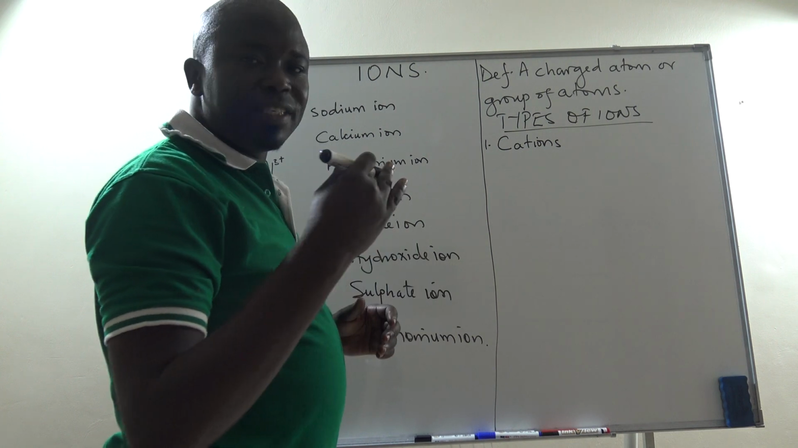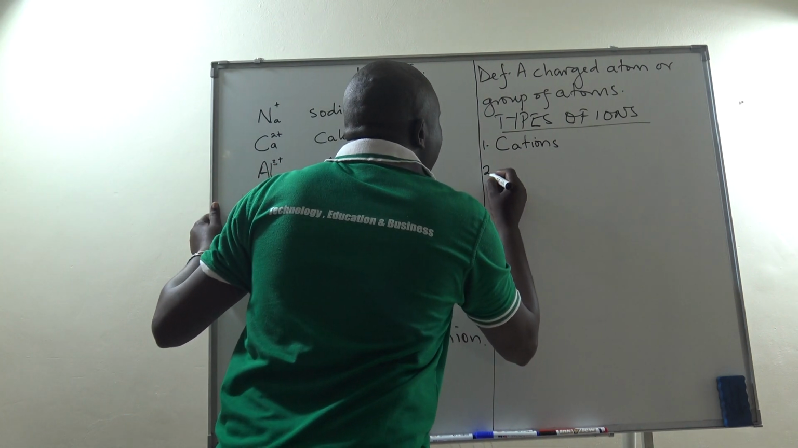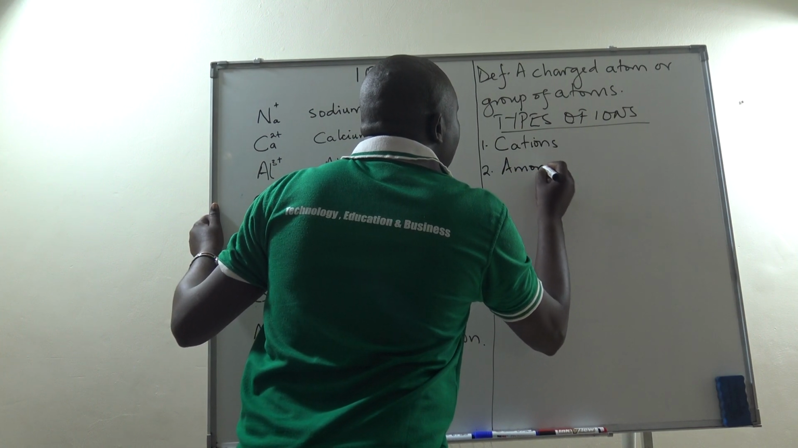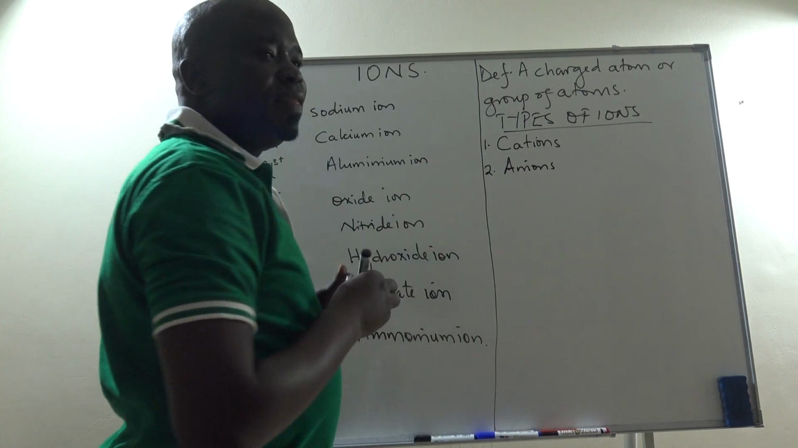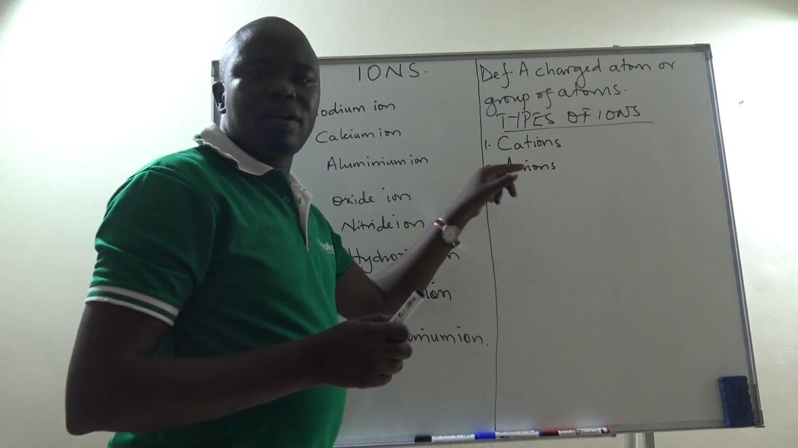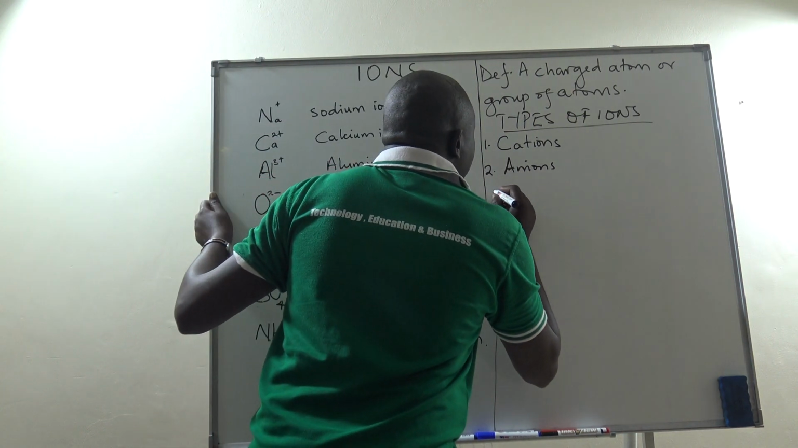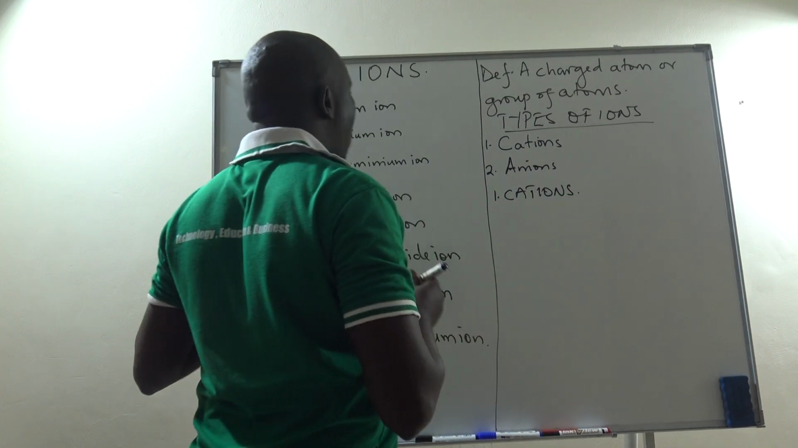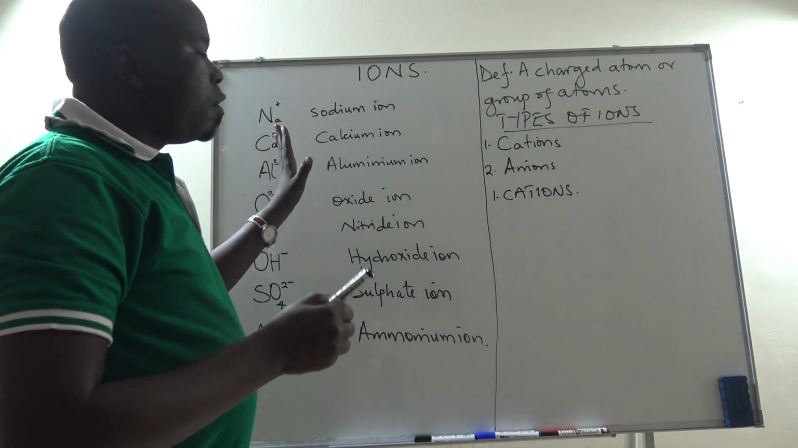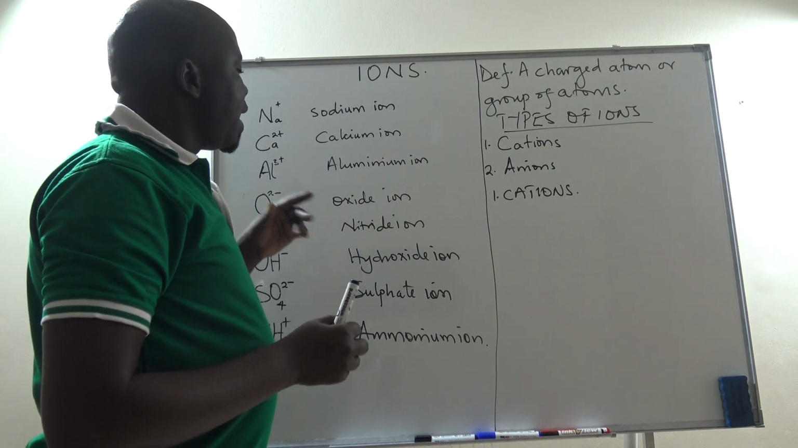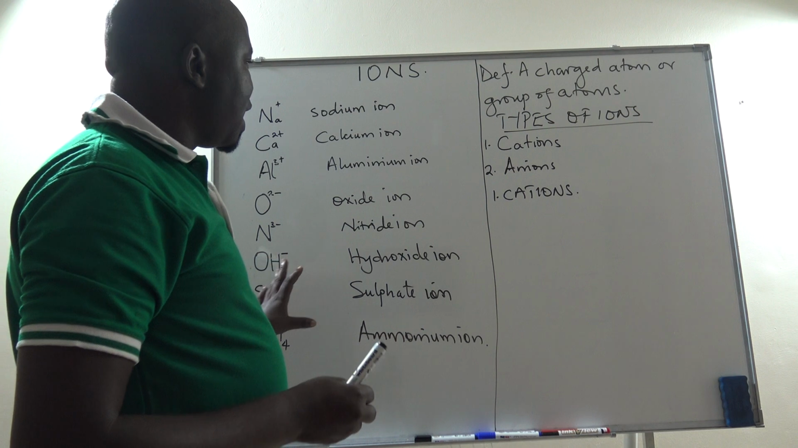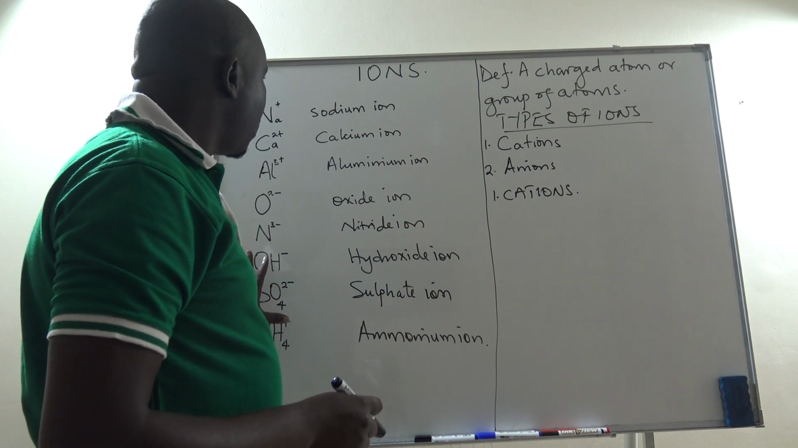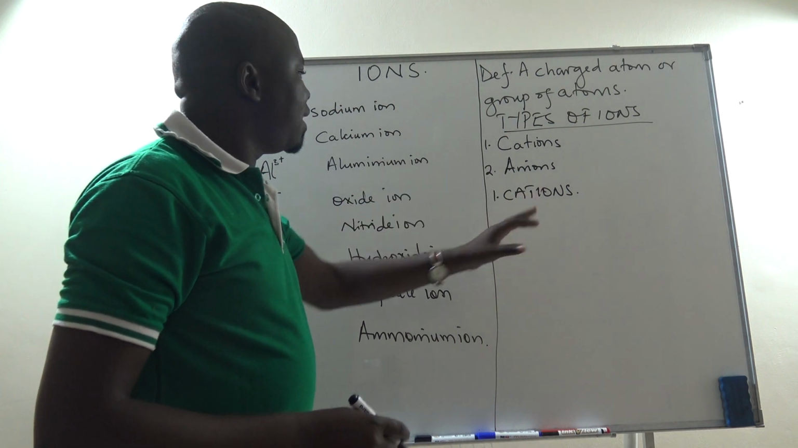But we are not discussing electrolysis here. Then another type of ions are the negative ones. These ones, we call them the anions. In electrolysis, these are the ions that migrate to the anode. So let us see them one by one, starting with the cations. Now, for the sake of atomic structure and bonding, we are not going to deal with these groups of atoms here. We are going to deal with just charged atoms.